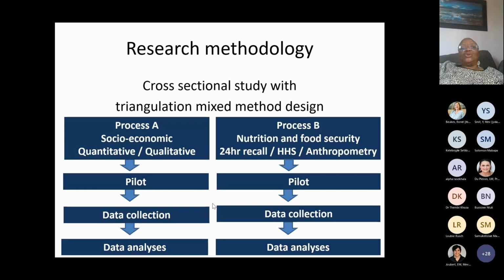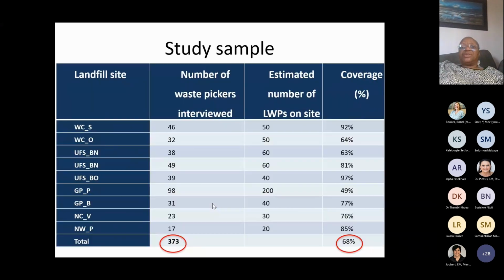Yes, they used a cross-sectional triangulation with mixed methods, where process A looked at the socio-economic aspects, using both quantitative and qualitative methods. And then the second part was the nutritional component. They indicate that the 373, I think it's the next slide, represents 67% of the waste pickers present at the sites on the day of data collection. Next slide.